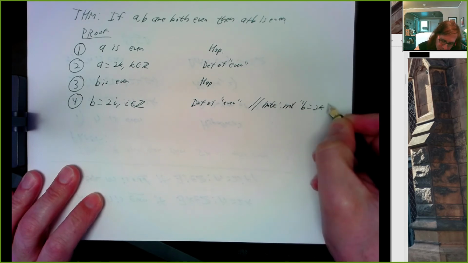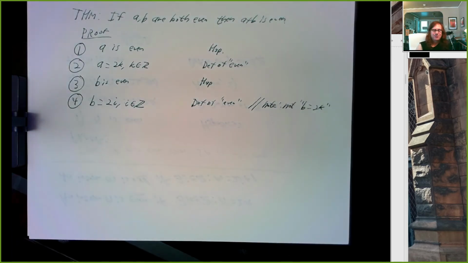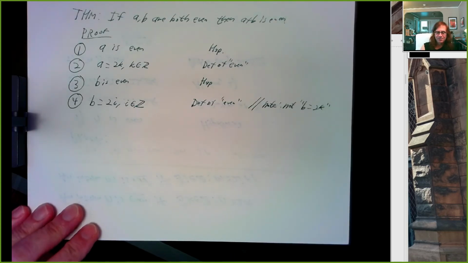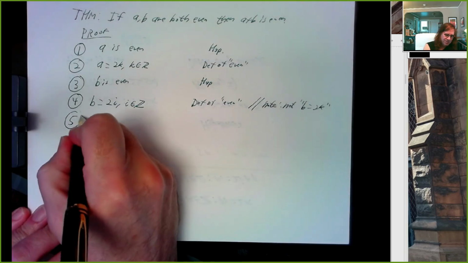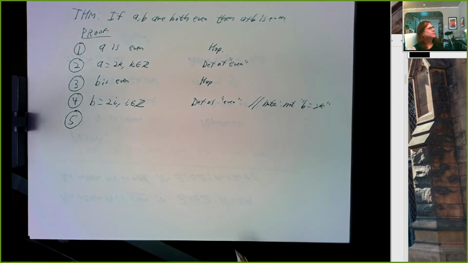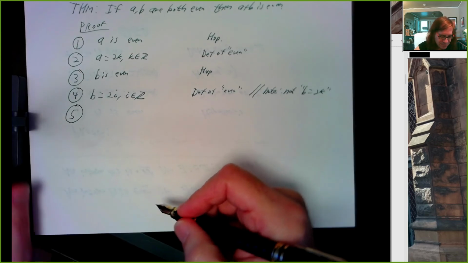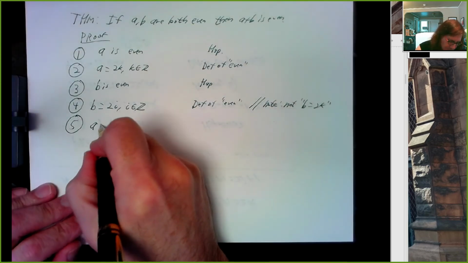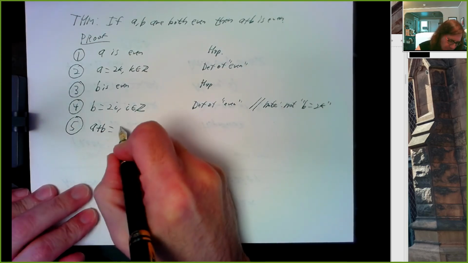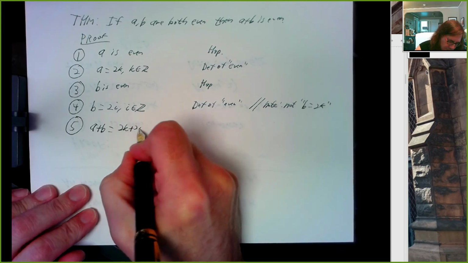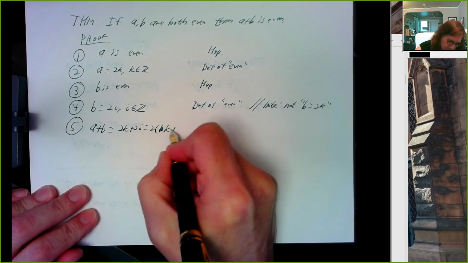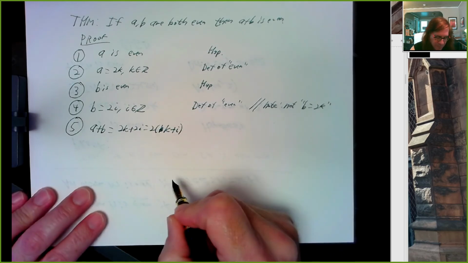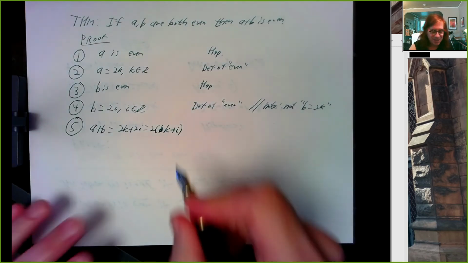And I'll put a note here. Putting comments in my proof, how cool is that? B is not equal to 2 times K, so we don't want to write that. All right, good. We are off and rolling. What could we do now? There we go, A plus B. And this is just algebra.